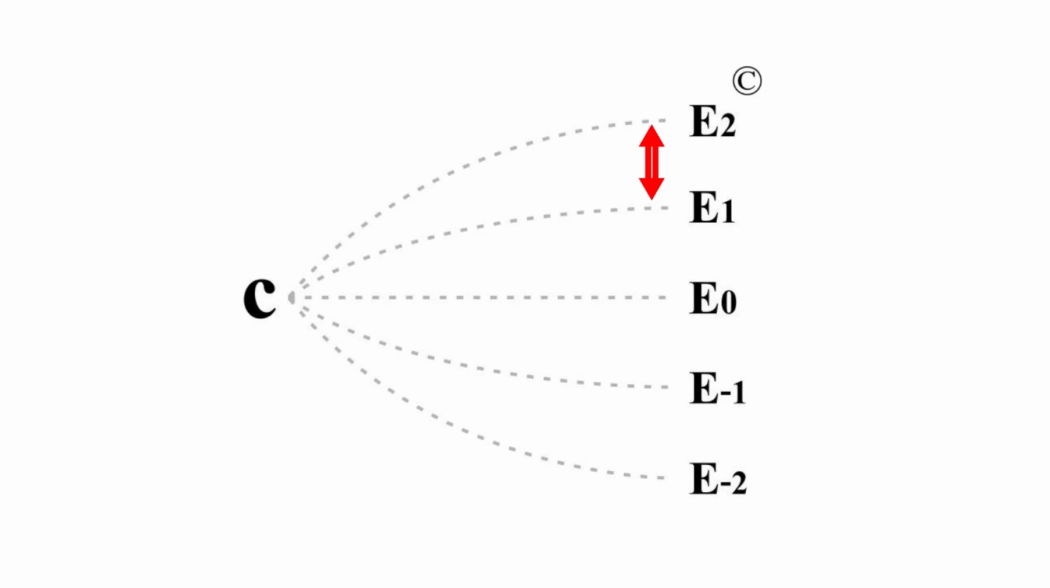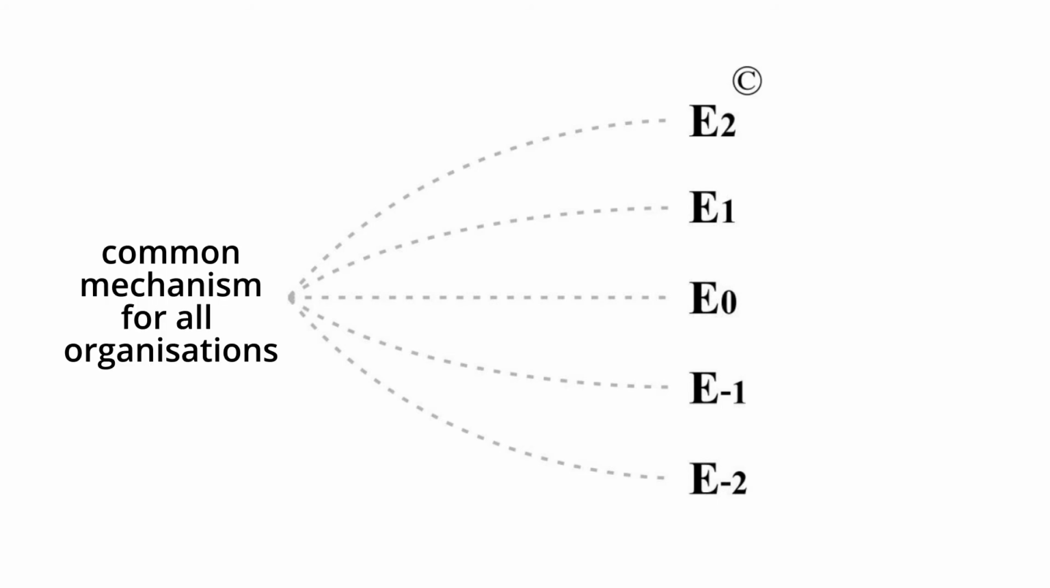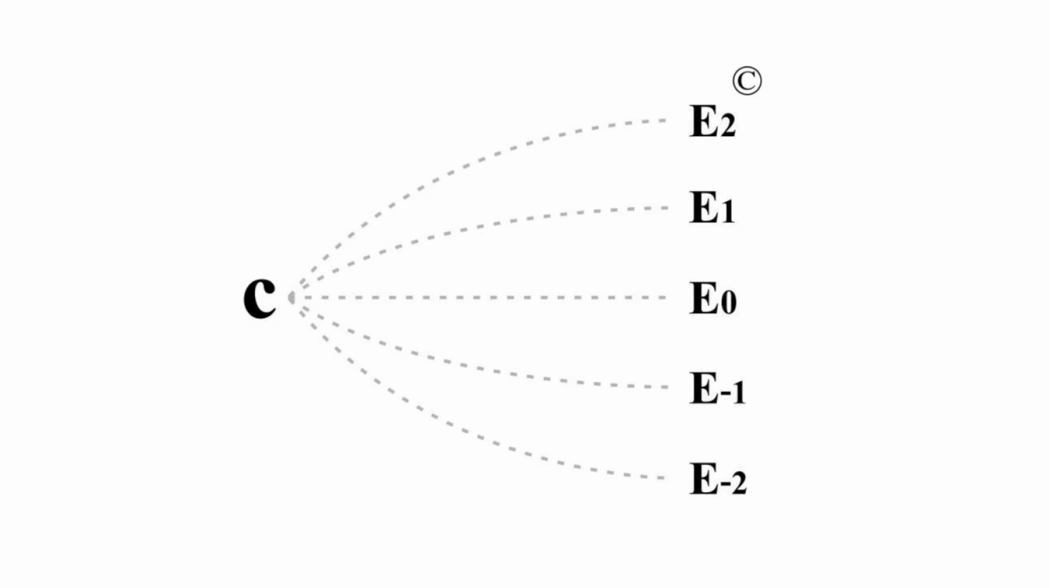For example, twins have similarities because they are parallel and based on the same copy of genes. The human body consists of multiple cells. Society consists of multiple human individuals. They are two parallel existences based on a common mechanism, the common mechanism for all organizations.